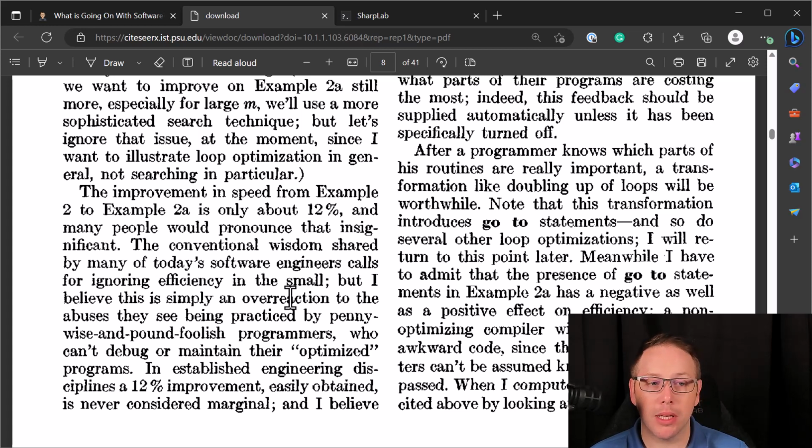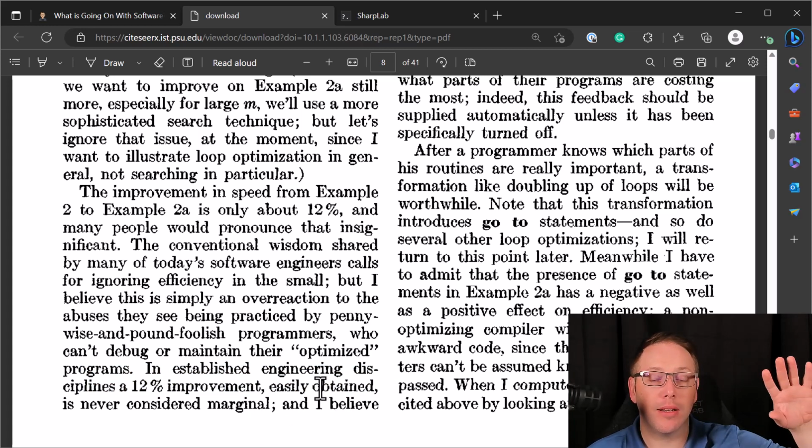But I believe this is simply an overreaction to the abuses they see being practiced by penny-wise and pound-foolish programmers. And if that doesn't make sense to you, this is a British phrase where they have pennies and pounds. The idea is that someone is keeping very close track of pennies, but being very wasteful of pounds, which is a larger denomination of money. So it's the idea of being obsessive over small details and ignoring the much larger issue at hand. But then he says, in established engineering disciplines, a 12% improvement easily obtained is never considered marginal.